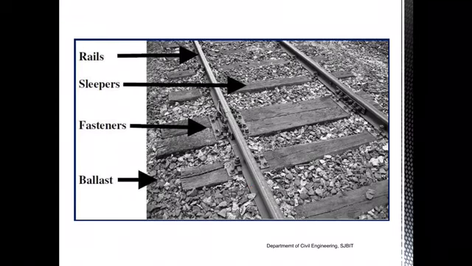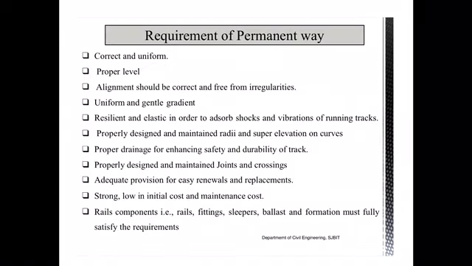Now, how the load transfer takes place, we'll come to that, but first, what are the requirements? As I told you, the permanent way has to be constructed keeping some requirements in view. So what are the major basic requirements of a permanent way? The gauge should be correct and uniform. What is a gauge? The distance between the two rail sections. So the entire track section should have a correct and uniform gauge. The distance needs to be maintained properly, and the track has to be of a proper level.